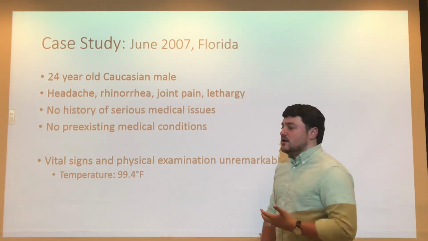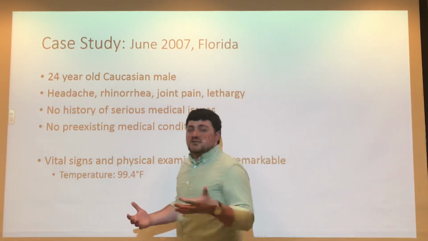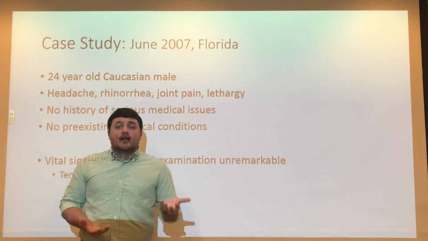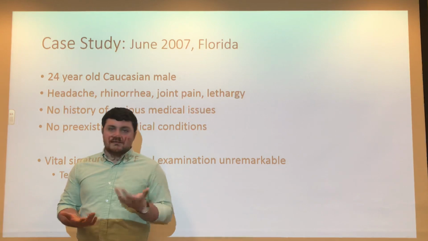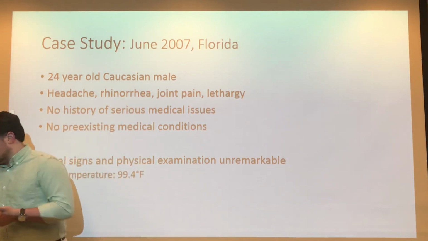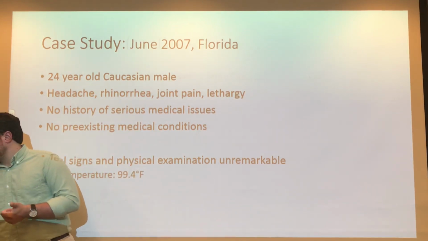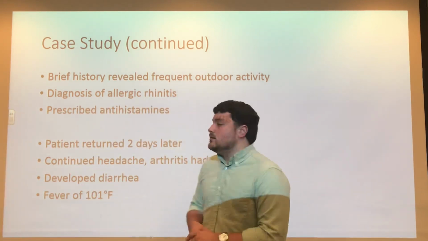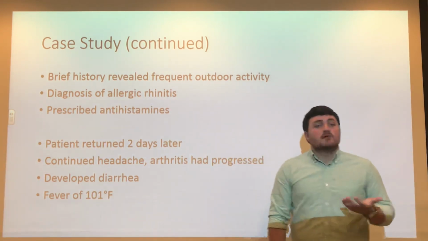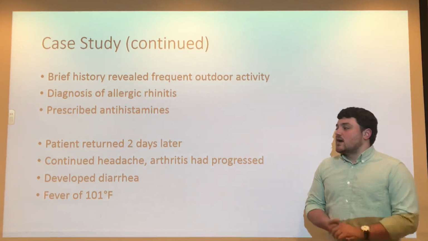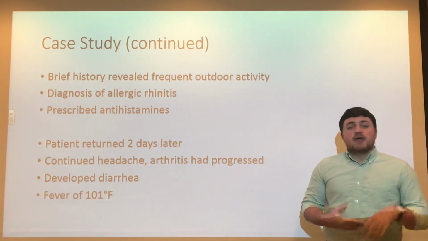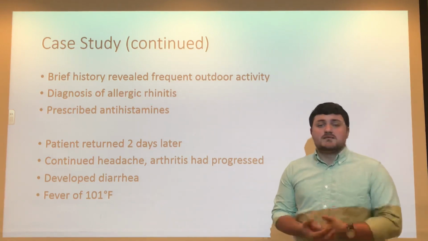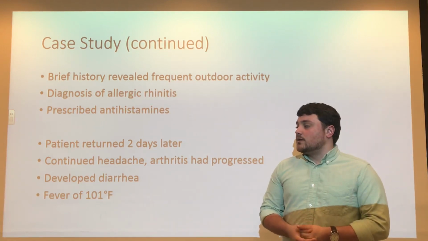After a physical examination and after his vitals were taken, there was nothing to really lead in any direction other than that he had a temperature of 99.4. Nothing by any means to get worried about. Now, after a brief history was taken, it was discovered that the man was a frequent outdoorsman and that he spent a lot of time outside. The physician diagnosed him with seasonal allergies and prescribed him some antihistamines to kind of clear that up.